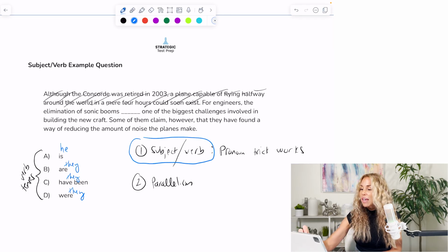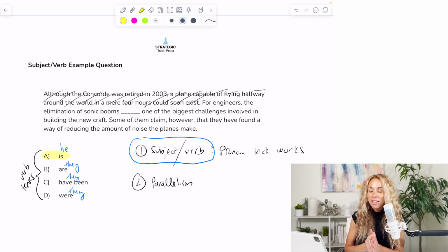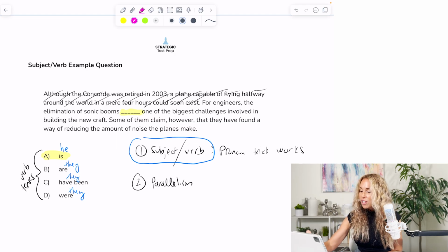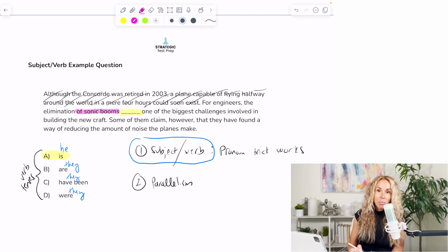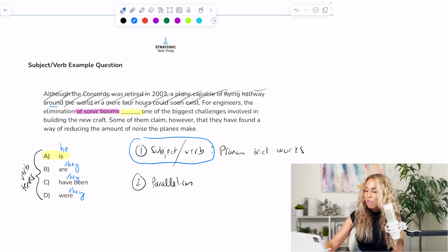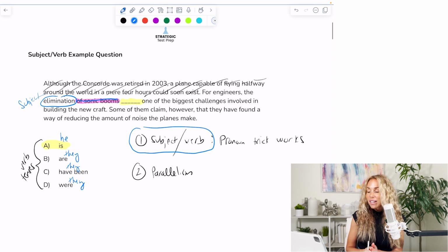And typically, the answer that's right is the one that's different. So I'm already leaning towards the "is" because it's the only singular answer choice. How can we know for sure? Well, up in the sentence, here's my blank, and I see a prepositional phrase, "of sonic booms." That means the word right before it is my subject. I'm going to cross off "of sonic booms," and now I'm going to read it: "For engineers, the elimination is one of the biggest challenges." So since the subject is singular, you need to pick a singular verb.